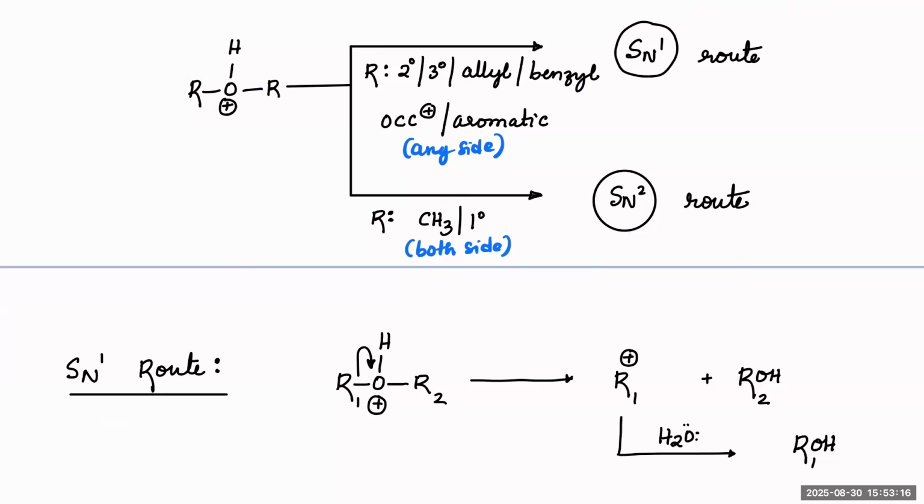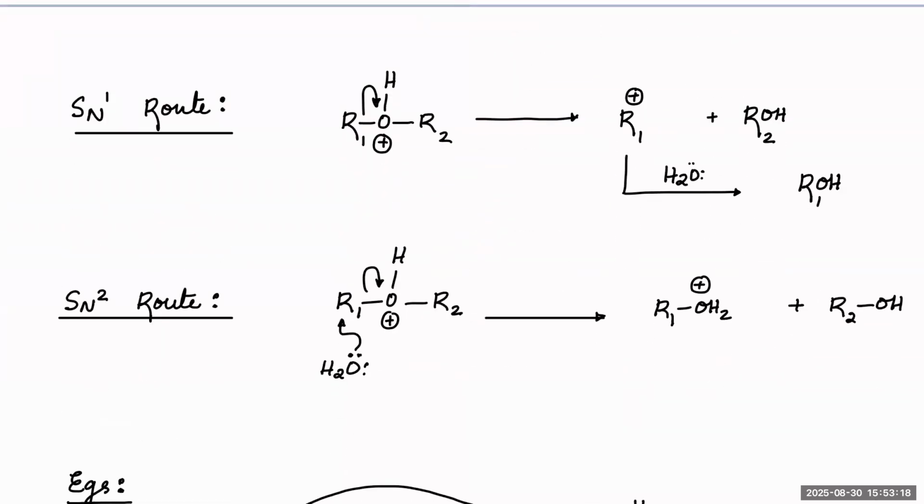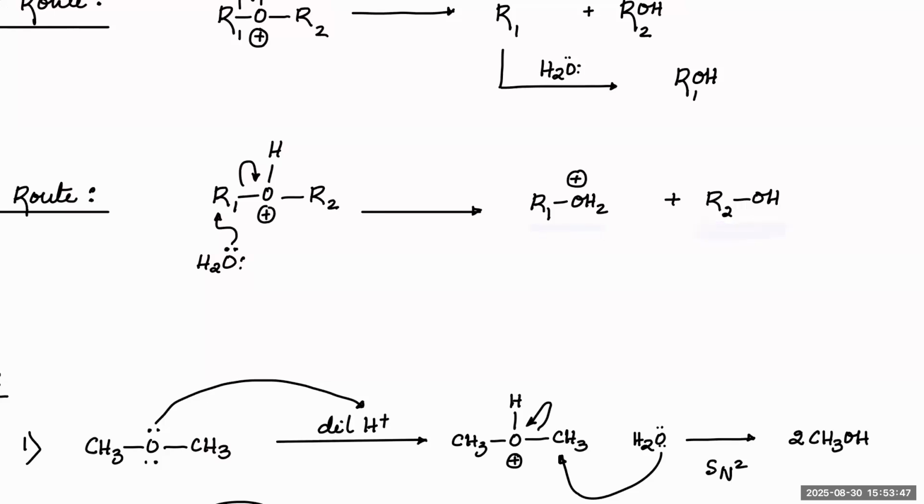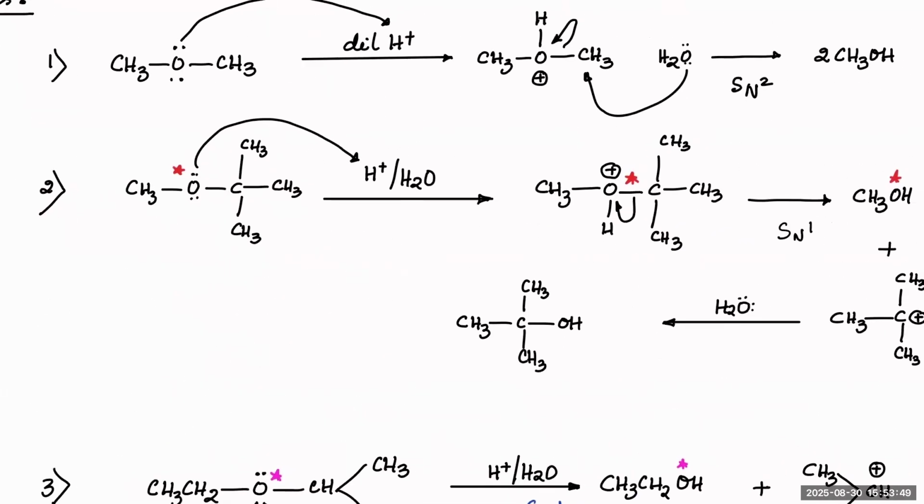Got it? If it goes via SN1 route, the mechanism typically happens this way. First, an oxonium ion is formed. The bond from one side will break, towards the more stable carbocation. Thereafter, water will attack and form alcohol. So the end product is two alcohols. In SN2, without forming a carbocation, direct attack and direct removal happen simultaneously, and you get alcohol and alcohol. Let me show you examples.